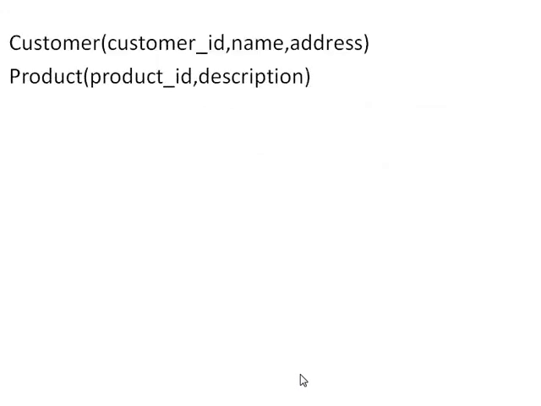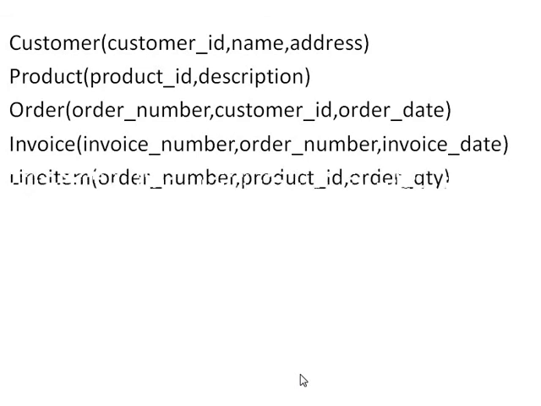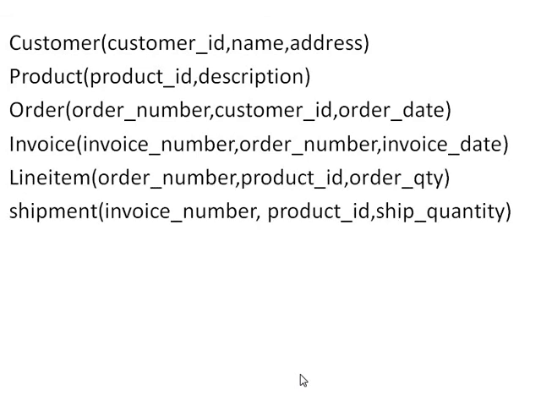So this is a normalized form of the previous tables. Here you can see slight differences. Here we have added some more columns like customer ID, name, address. The product table now has product ID as well as description. The order table has the same columns: order number, customer ID, order date. Invoice table: invoice number, order number, invoice date. Line item: order number, product ID and order quantity.